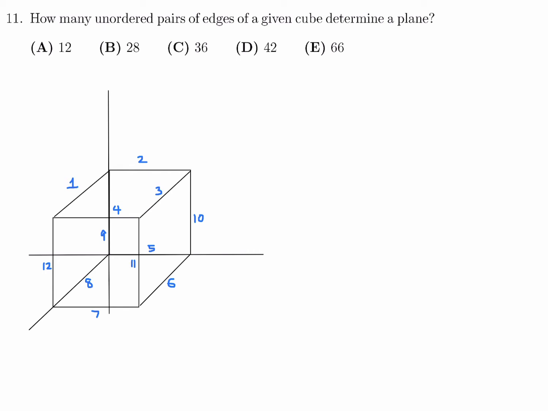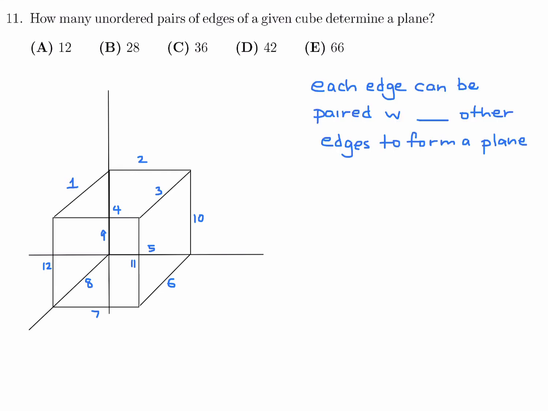Okay, so each edge can be paired with another edge to form a plane. And my question is, how many? So let's say I started with 1. 1 can be paired with what edge to form a plane? Well, it can be paired with 2. It can be paired with 4. It can be paired with 3. So 3, 4, put it in order here. And I believe if you stick to the order, 6, 8, 9, and 12.